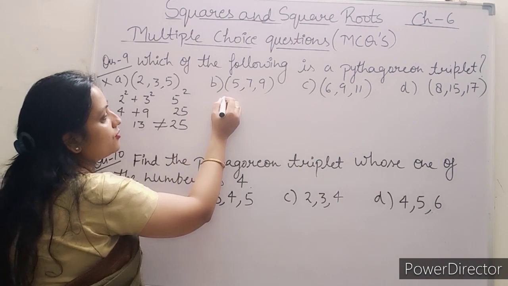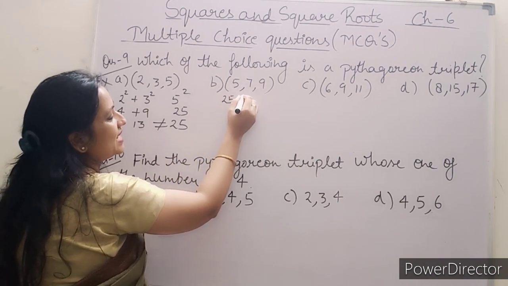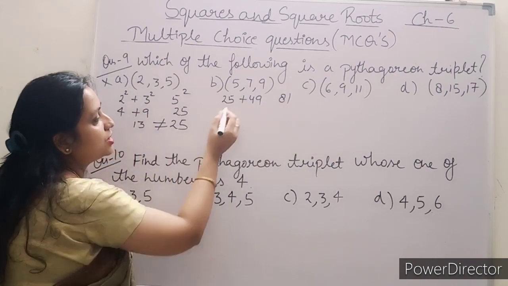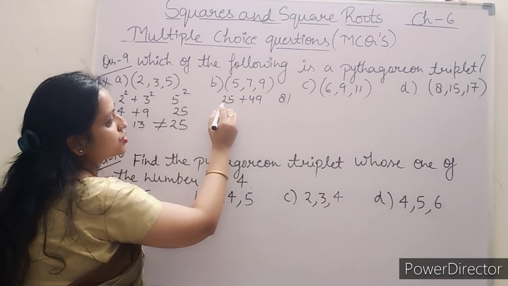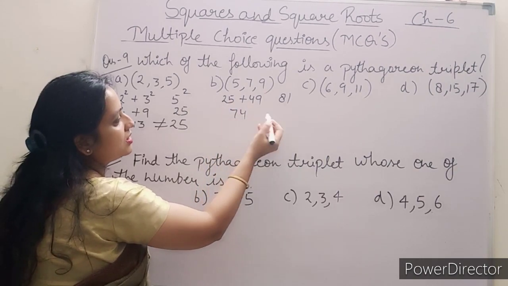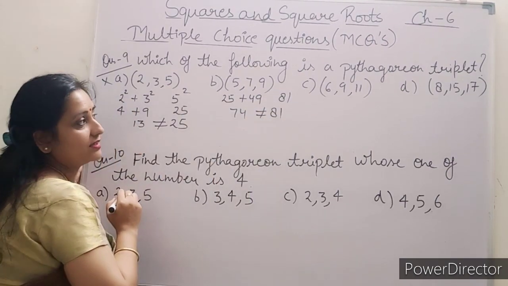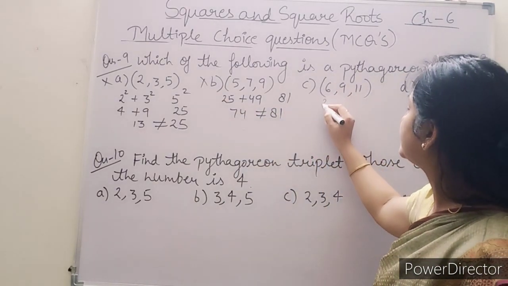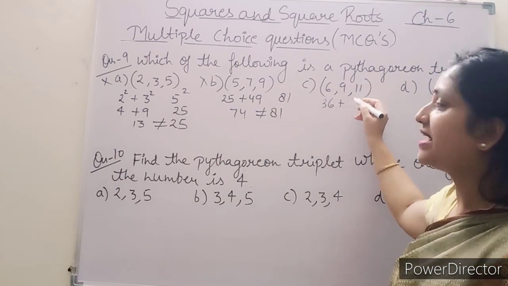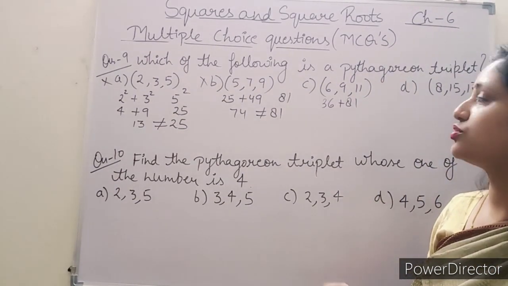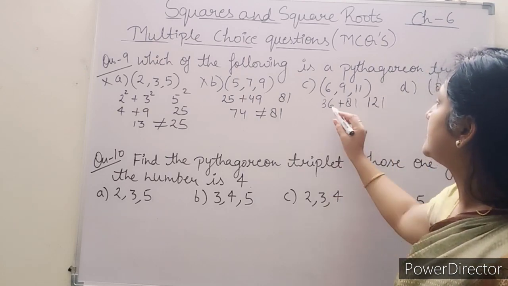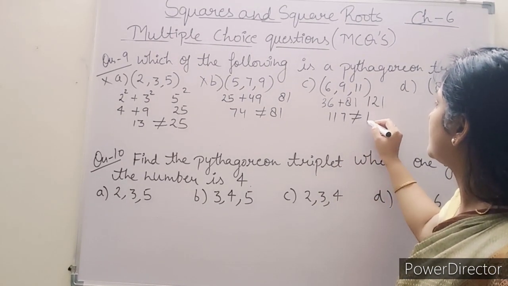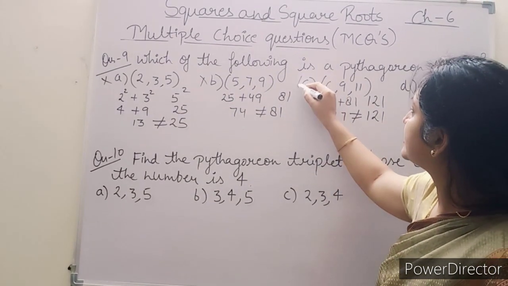Now B part. 5 square, that is 25, plus 7 square, it means 49, and 9 square is equal to 81. 49 plus 25 is equal to 74, which is again not equal to 81. So this part is incorrect. Now C part. 6 square, it means 36, plus 9 square, it means 81, and 11 square is equal to 121. 36 plus 81 is 117. Again 117 is not equal to 121. So this part is incorrect.